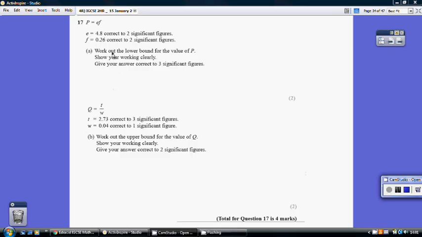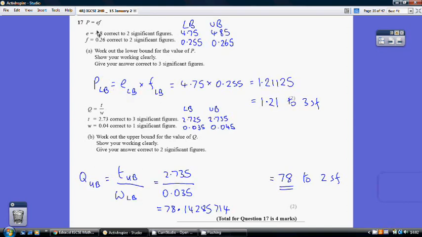Question 17 part A. So work out the lower bound for the value of P. Now, when you're working out the lower bound of something where it's 2 numbers being timesed together, to get the lower bound overall, you need both of these to be the lower bound. So we're going to use the lower bound for E and the lower bound for F.